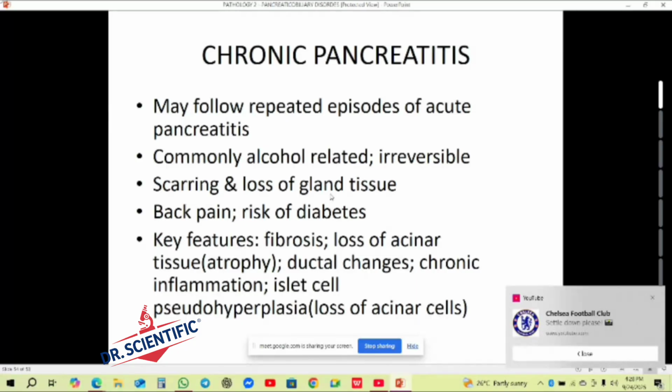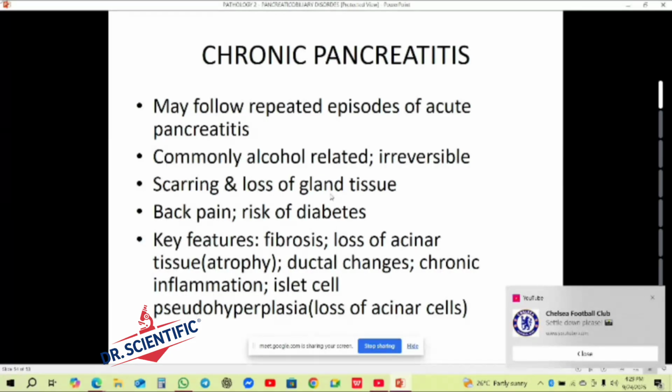So key factors: you have fibrosis, low vascular tissue, and atrophy of those tissues. There are ductal changes, that is, the pancreatic ducts may be narrowed or blocked. There's chronic inflammation, and then there is islet cell, that is the islets of Langerhans, the cells that produce insulin, pseudo-hypertrophy. They appear to be hyperplasia, but really that's pseudo, because there is loss of acinar cells, the other cells that produce the enzymes. So you end up seeing a lot of islet cells. Really, it is pseudo-hyperplasia because of the loss of the other cells.